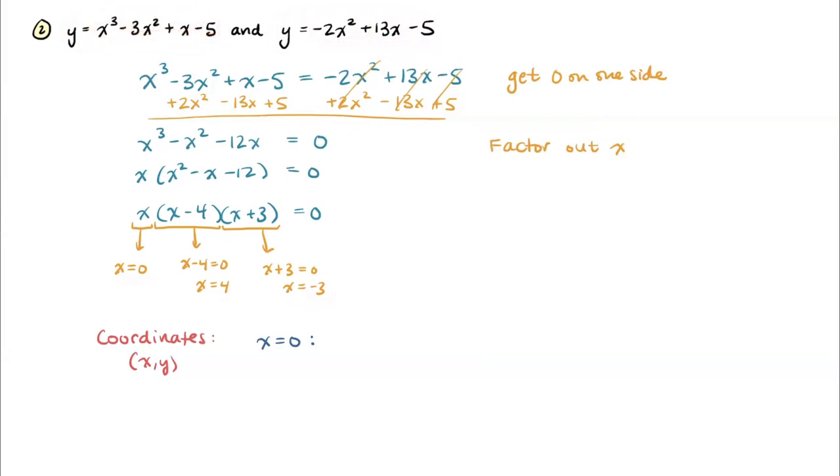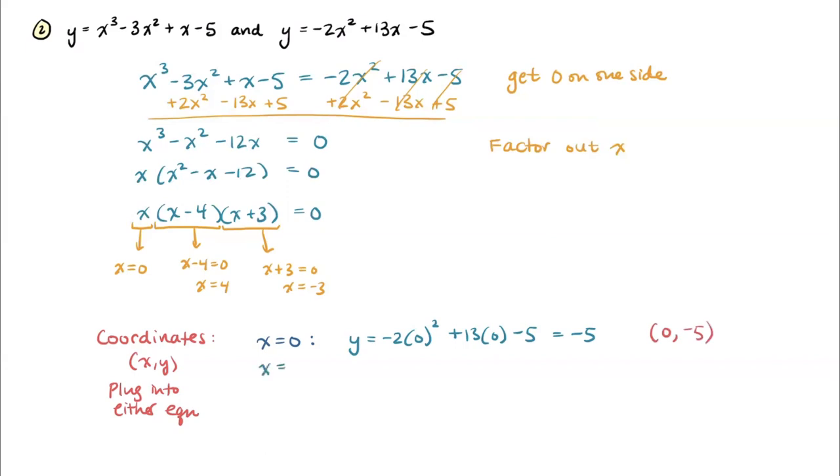Okay, so again, here's what we're doing. We're plugging in to either equation. We've got x equals 0. So let's see. Negative 2 times 0 squared plus 13 times 0 minus 5. Well, that's negative 5. All right, so the intersection coordinate would be x equals 0, y equals negative 5. There's one of them.